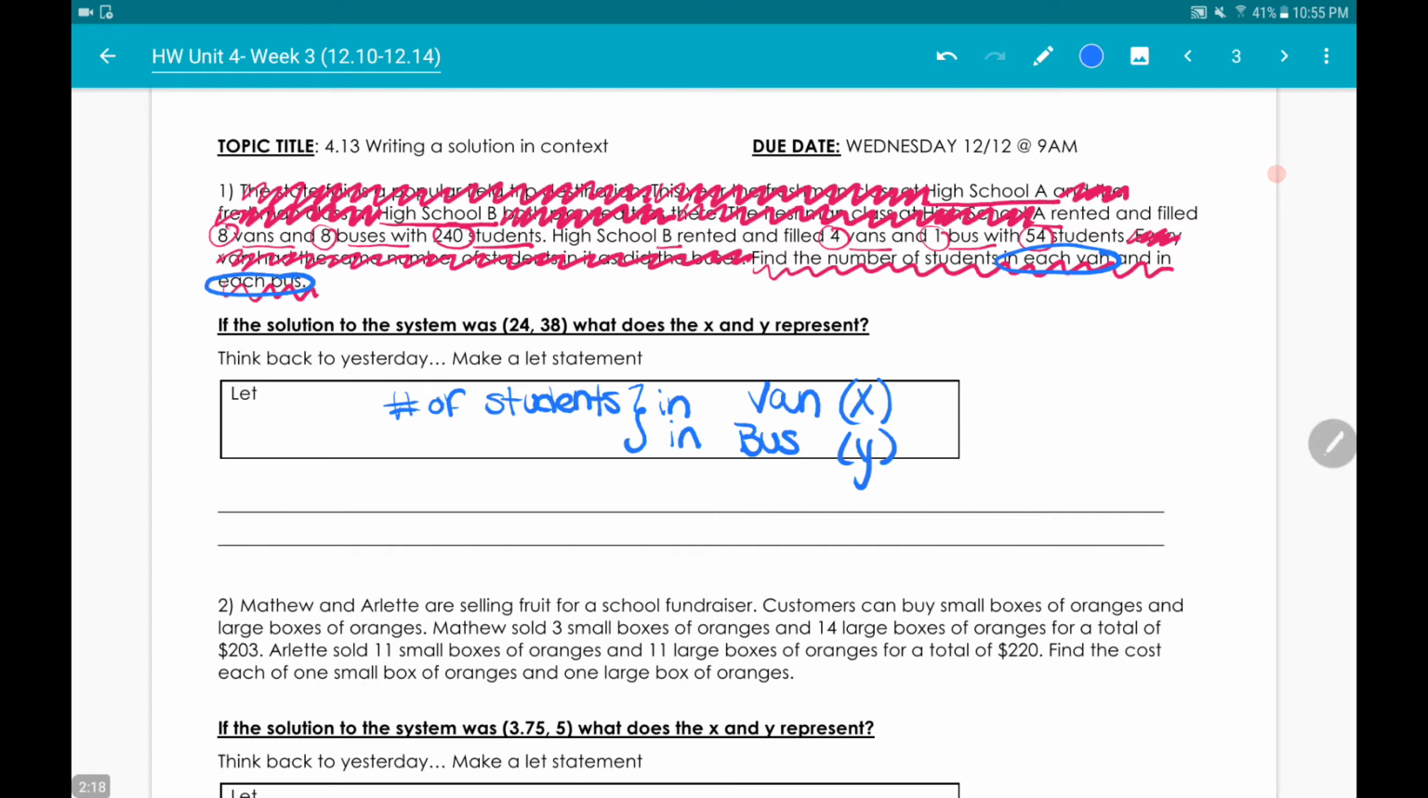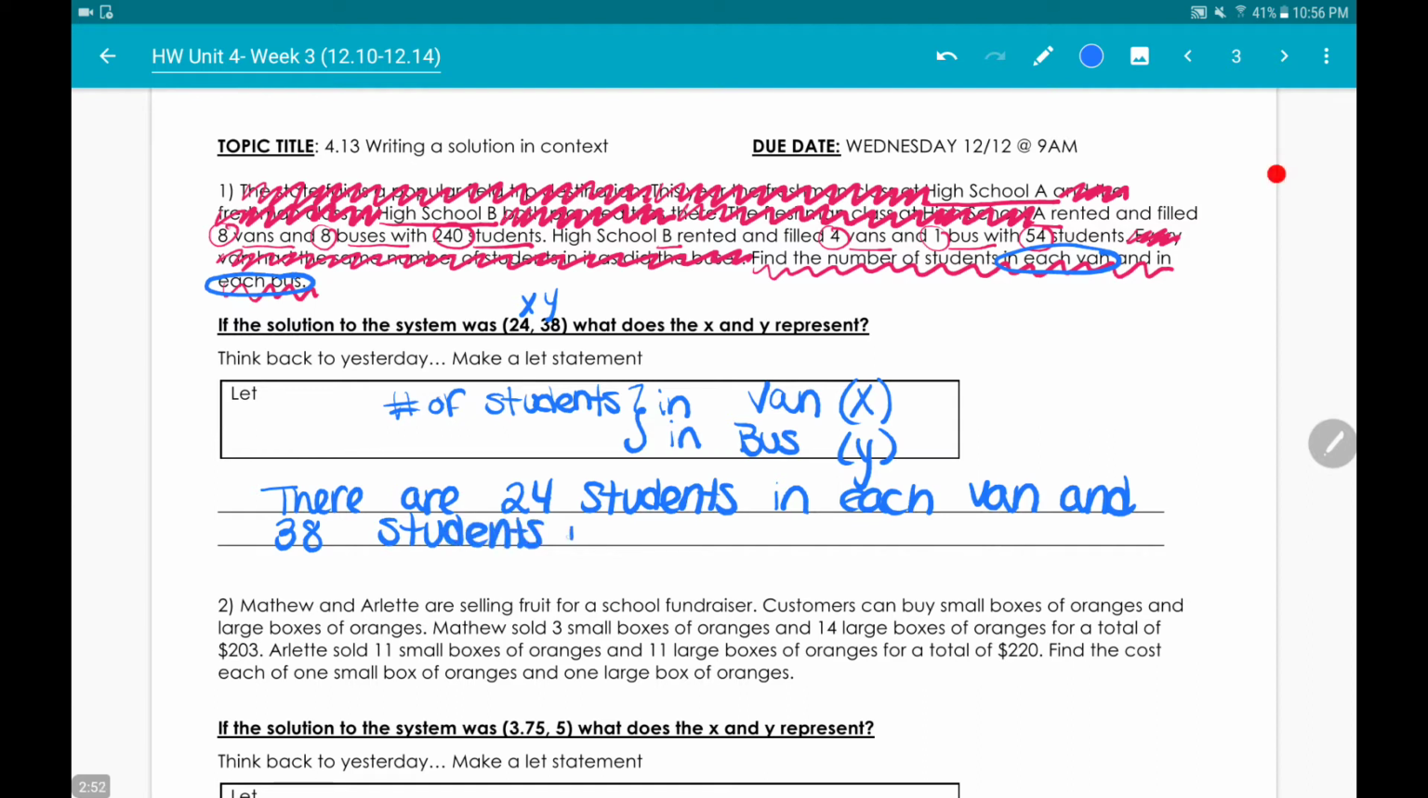All right? So when I look at my solution, I need to know, what do those 2 numbers even represent? All right? So the 24 being the x would mean there are 24 students in each van and 38 students in each bus.